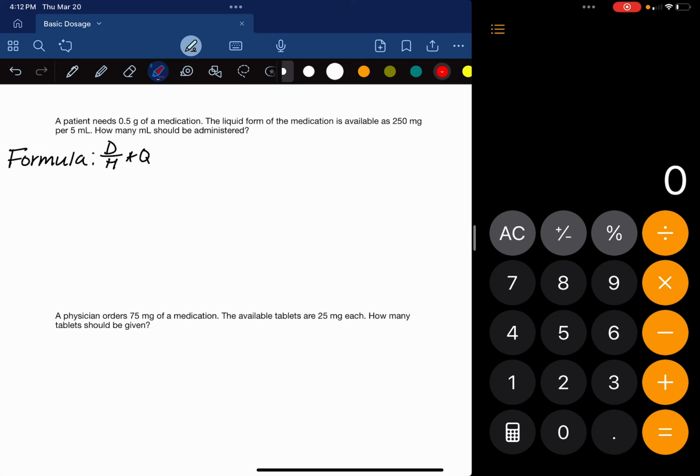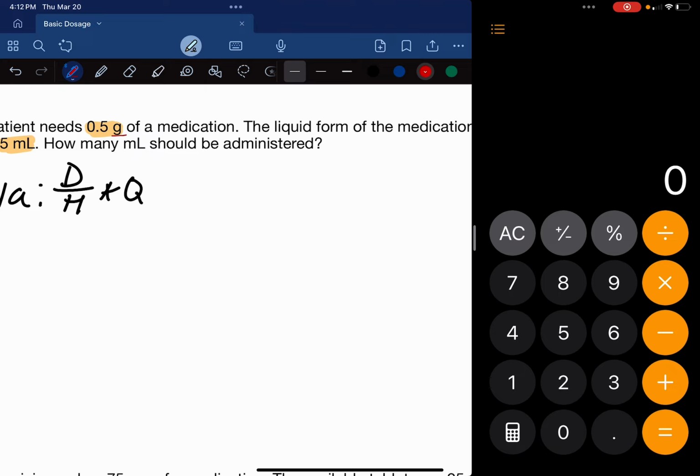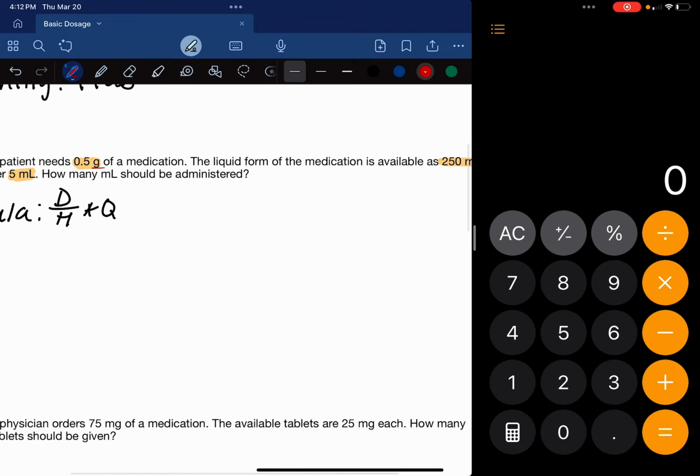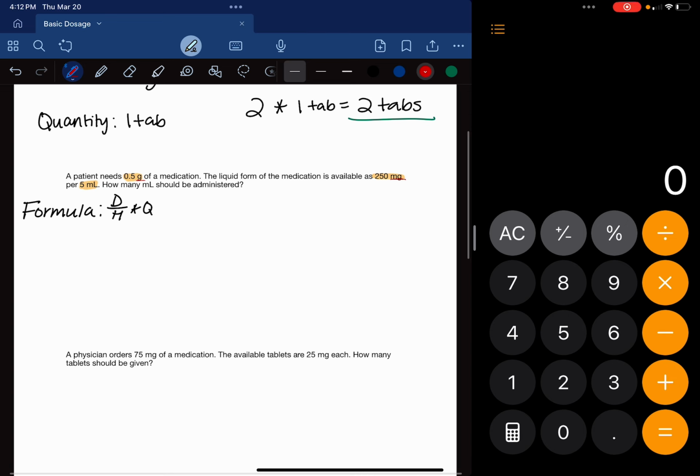Now let's pay attention here to what's needed. The order or the dose is 0.5 grams, right? The liquid form comes in 250 milligrams in every 5 milliliters. Now, if you notice, there's something different about this question, and it's basically the units of measurement. So look, gram, and then you have milligrams. So what we're going to do first is convert.